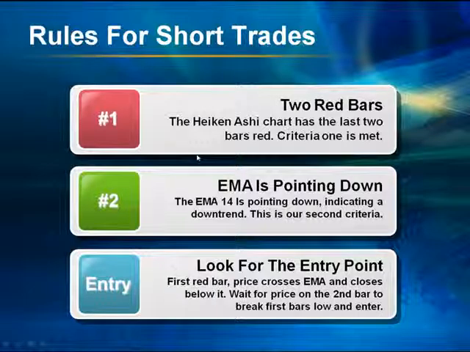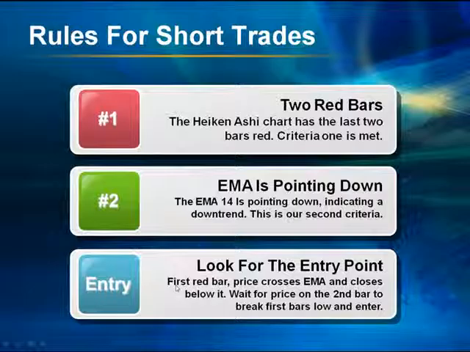When we're looking at the charts, the rules are for finding an entry point. We need to look to find two red bars. So the Heiken Ashi chart has the last two bars as red. That is criteria 1. If that criteria is met, then we look for the EMA 14 to be pointing down, and that's our second criteria. If both of those criteria are met, we then look for the right entry point.